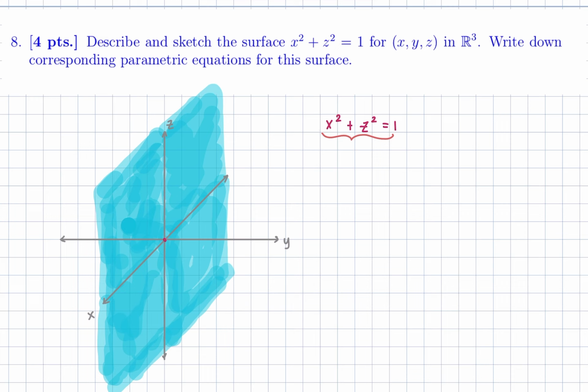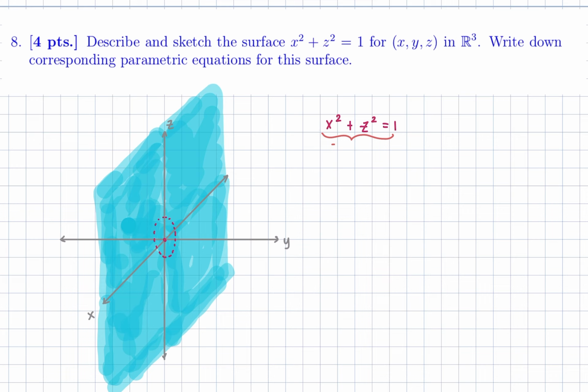So now let's say we freeze y. Say y equals 0. The cross-section equation is still x squared plus z squared equals 1. And that really means that it's a circle on the xz plane. So if we look at our plane over here, this is what it's going to look like. A circle on the xz plane.